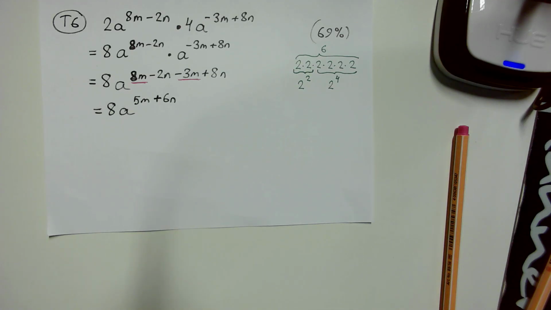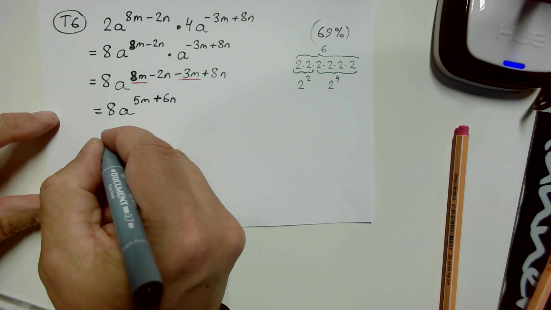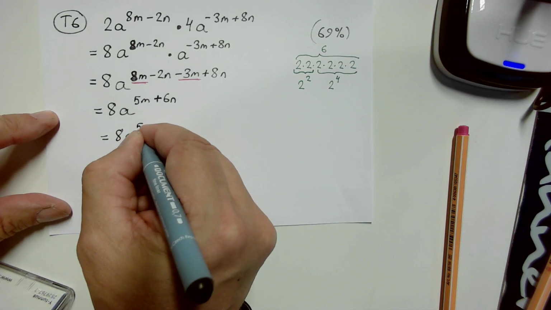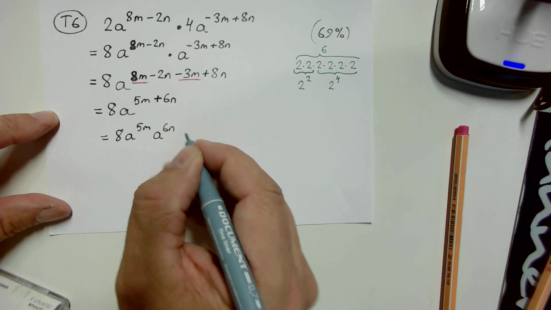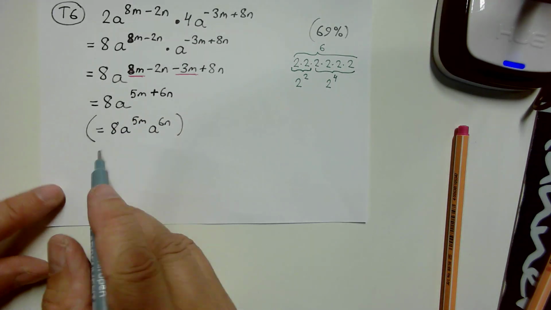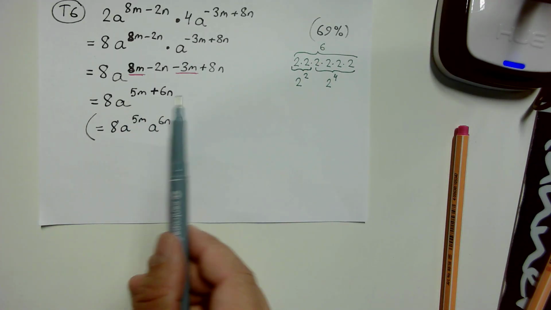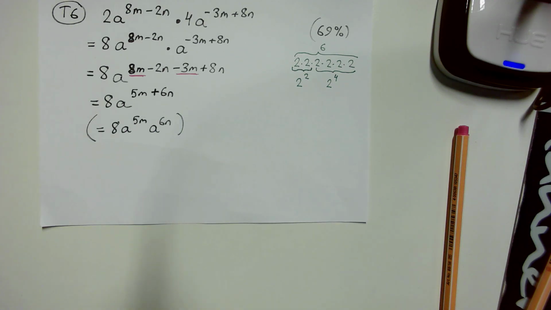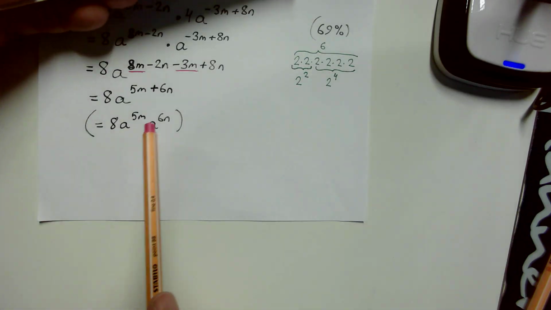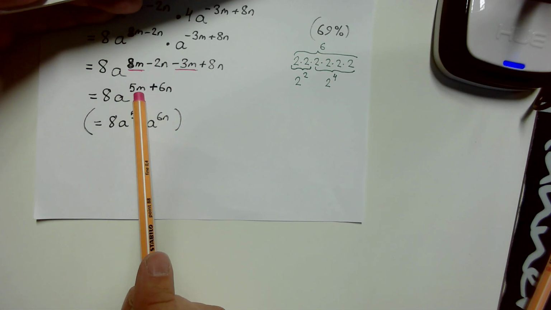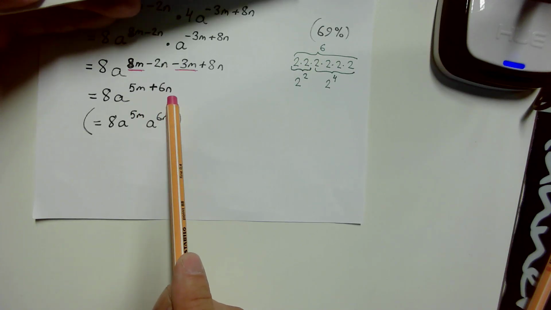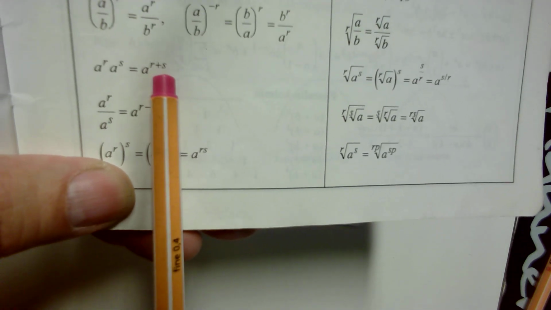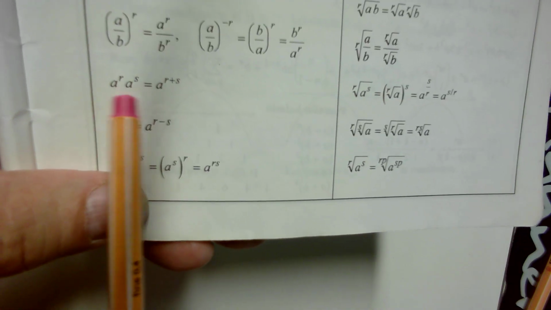You may write it like this, or somebody likes to write it like this, but I don't like this way. It is simpler to use this format. Here I use the same rule as here. We have a sum in the exponent, 5m plus 6n, and if we have a sum in the exponent we may turn it to the left hand side of this formula.